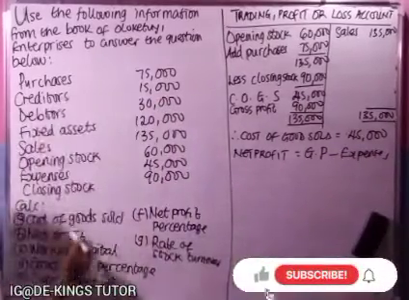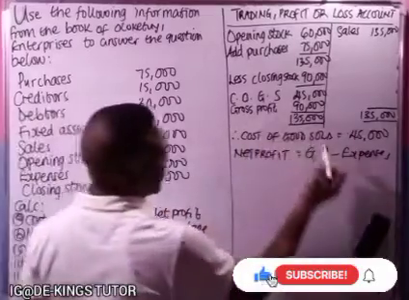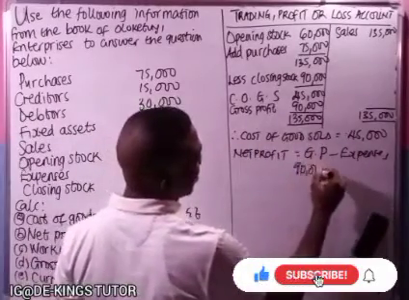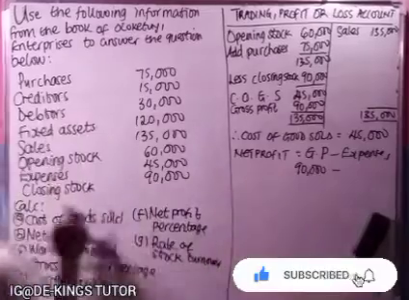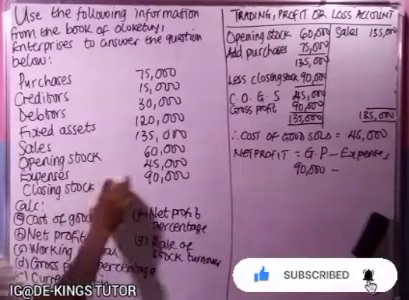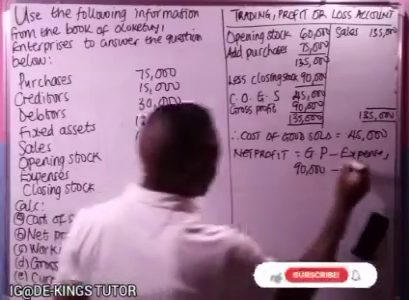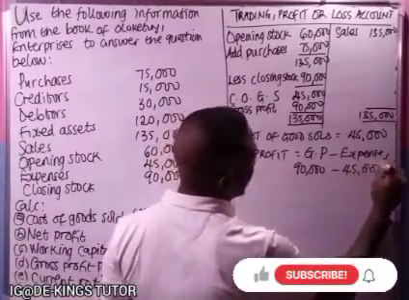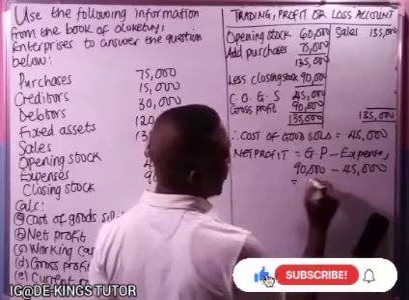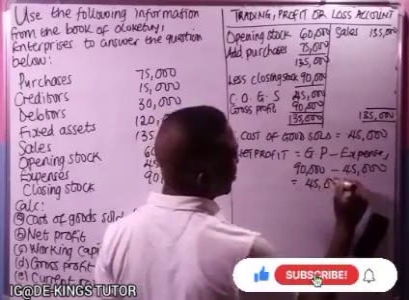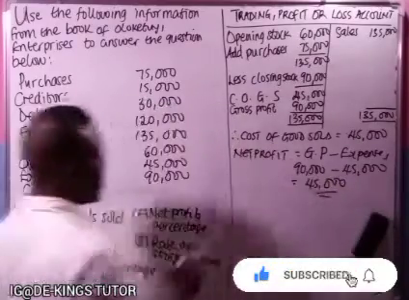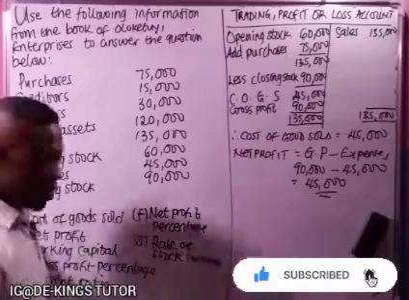Okay, now to get our net profit, it is our gross profit minus expenses. Now let's check here. We already have our gross profit here as 90,000 minus expenses. Is there any expenses? Yes, there is 45,000. So 90,000 minus 45,000 will give us 45,000, and that is my net profit. Okay, so that is that.